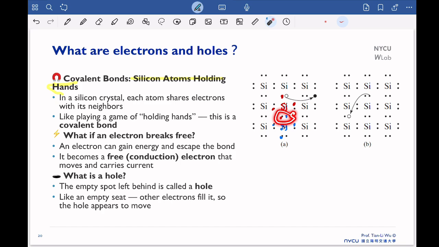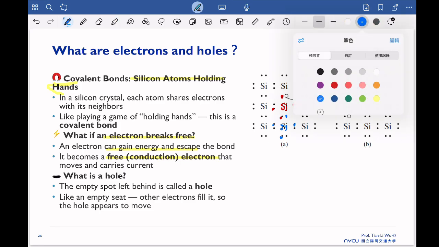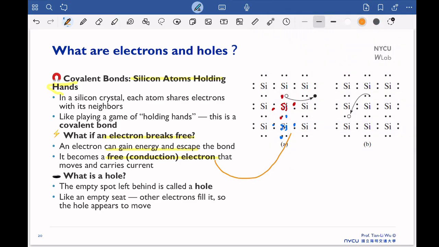And then what happens is, if an electron breaks free, the electron might gain some energy and start to escape from this bonding here. Once it escapes from the bonding, it becomes a free or conduction electron, which is this one. So this becomes the conduction electron, and it will contribute to our current here.